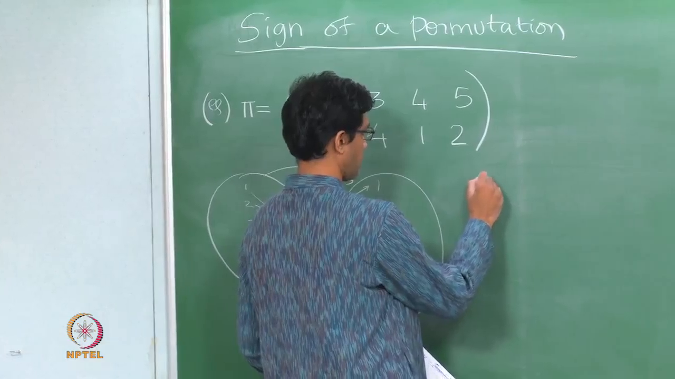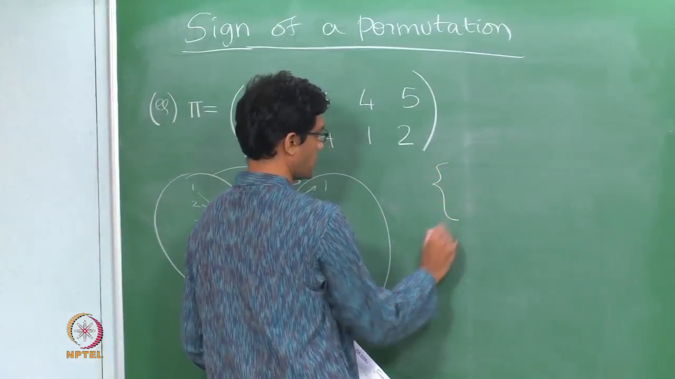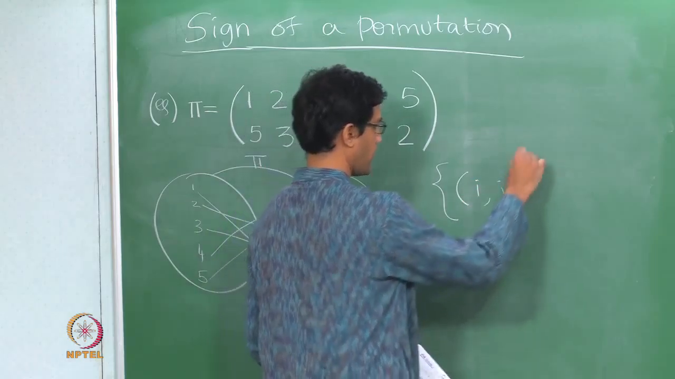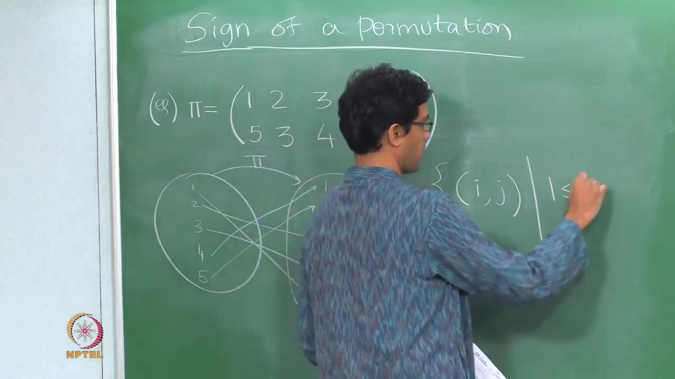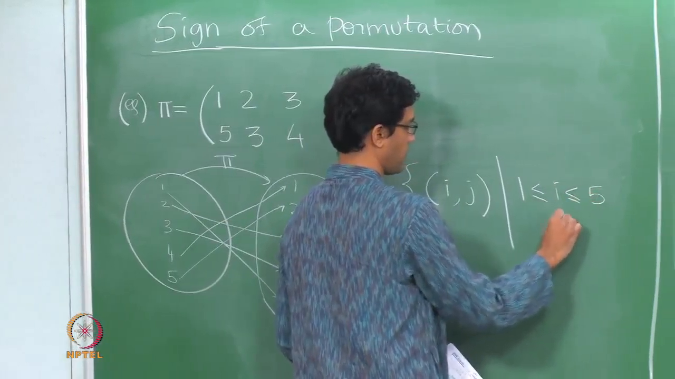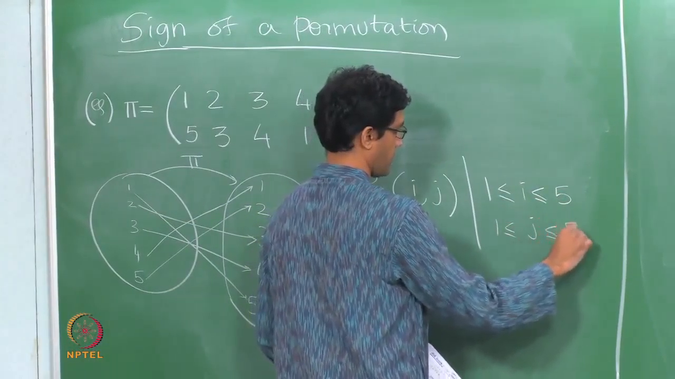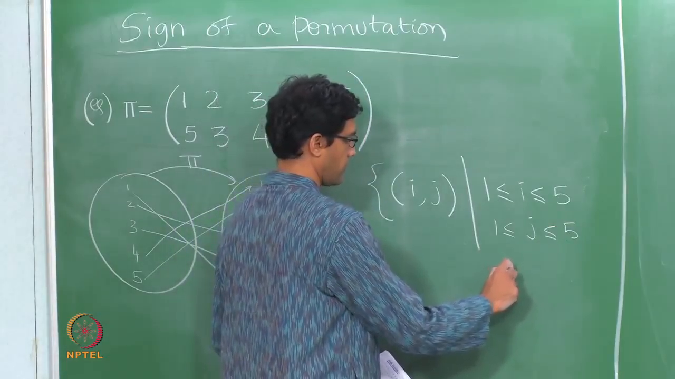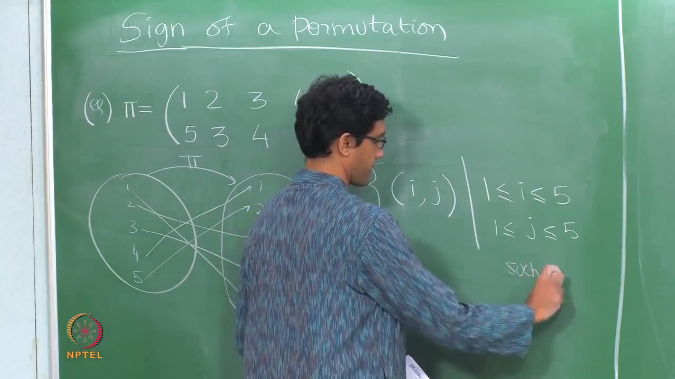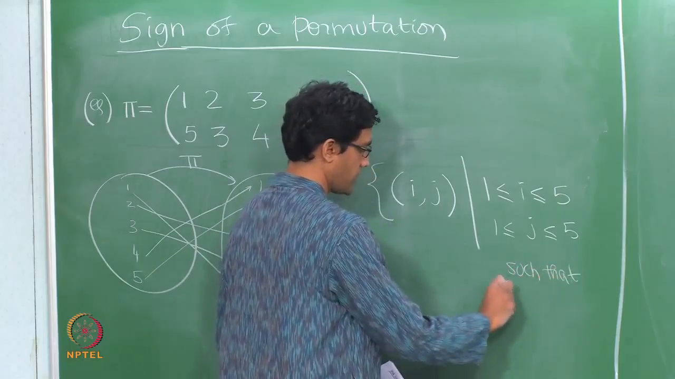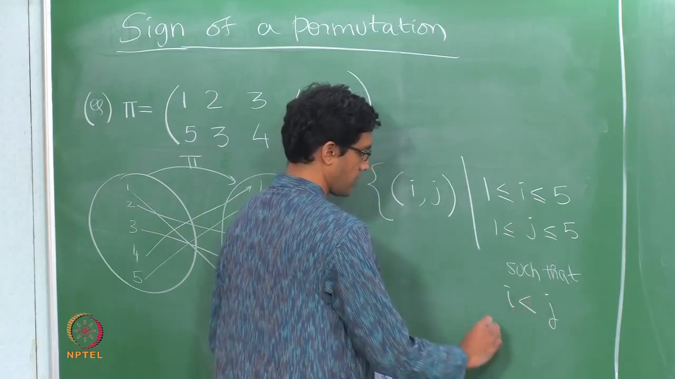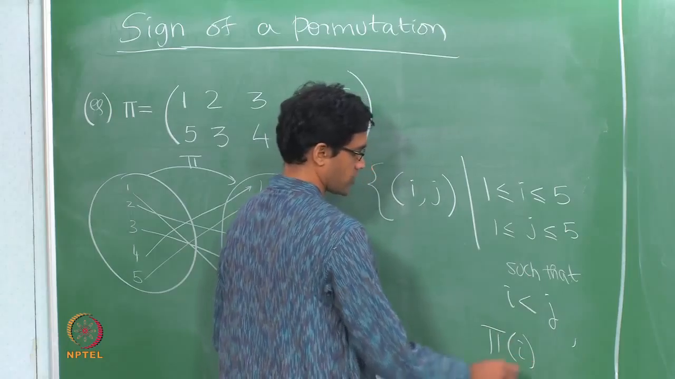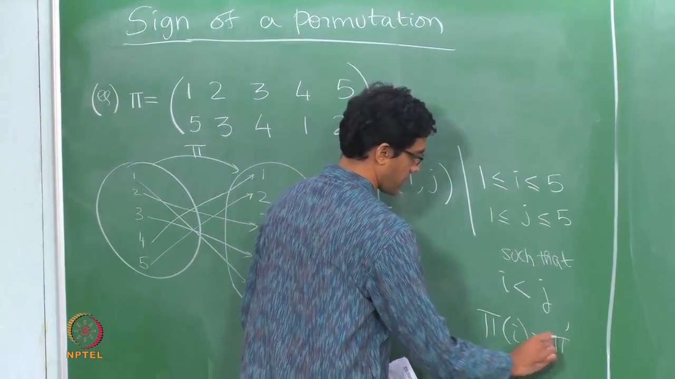Now let us consider the following set. Let us look at all these pairs i comma j. Now what are i and j? Well, i is a number between 1 and 5, j is a number between 1 and 5, where i is smaller than j, such that the following happens: i is strictly smaller than j, but the image of i under this permutation, pi of i, is strictly bigger than pi of j.